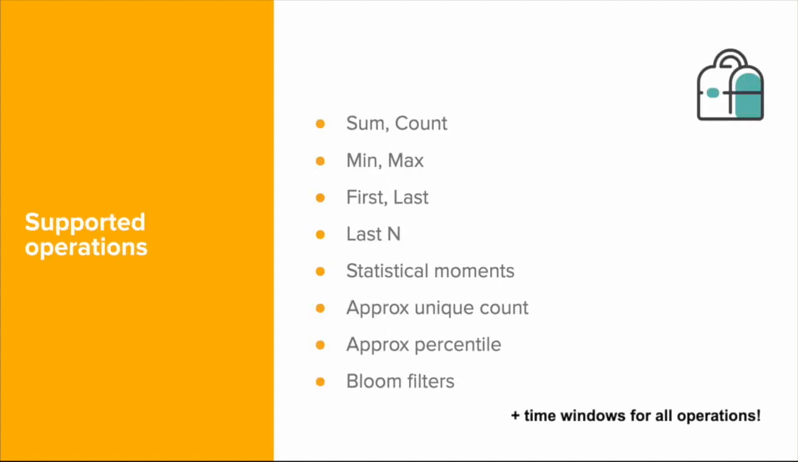More concretely, the features we support are sum, count, min, max, first, last. The last n happen to be very useful for certain cases of behavioral prediction. Statistical moments like mean, skewness, and kurtosis. Approx unique count, approx percentile, Bloom filters. And then we add the ability for you to define windowing on top of that.